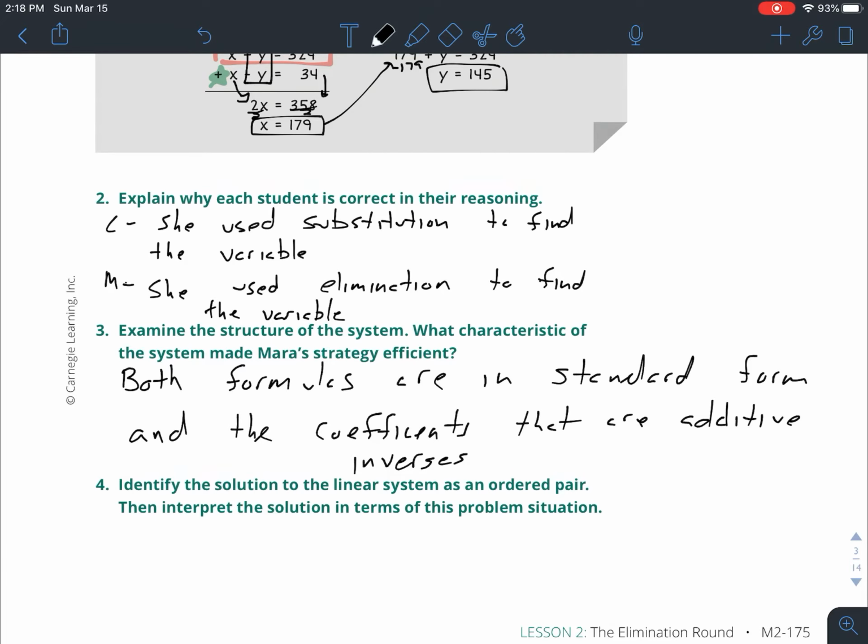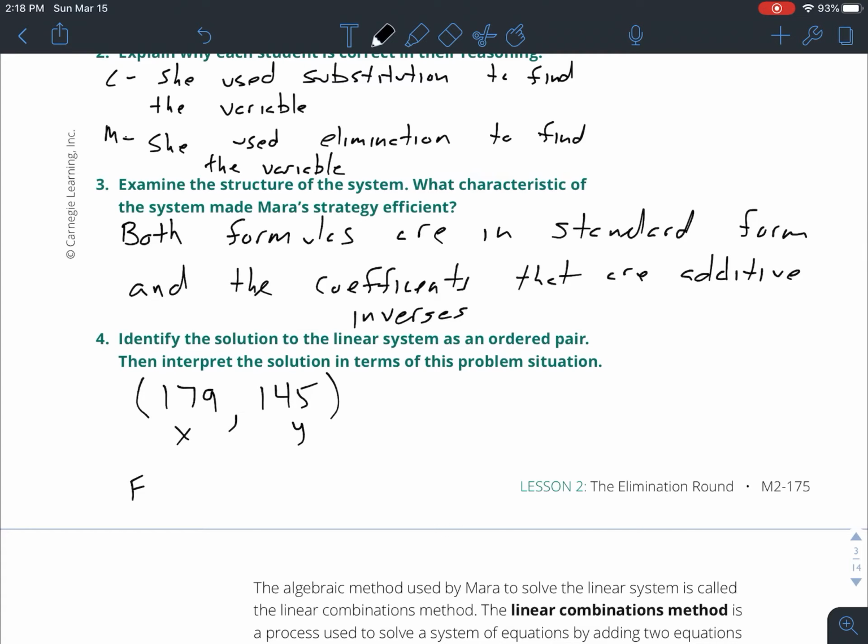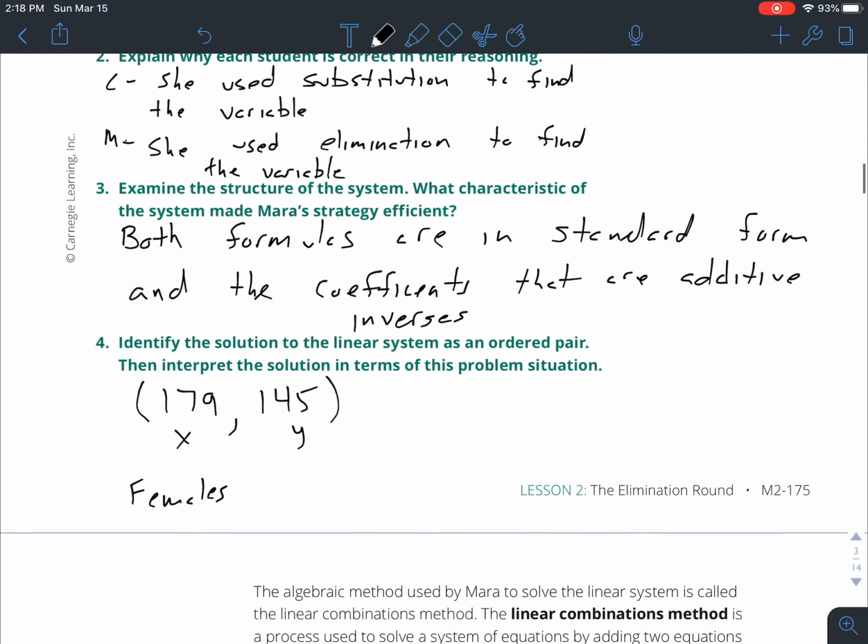Identify the solution, number 4, to the linear system as an ordered pair, then interpret the solution in terms of the problem situation. That one, we've pretty much answered this multiple times. So it says the solution to the linear system is, we write this like we would graphing, 179 because we said the females are x and the males are y, which is 145. So you would have to write them like this. That's how we would graph that on a graph. You have the x, then the y. And then we just know that these are females and these are males.